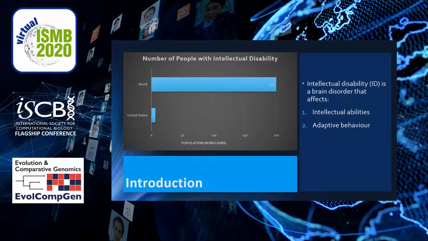So in our study, we decided to focus on discovering conserved domains in protein sequences related to intellectual disability. Intellectual disability is a common brain disorder that affects 1. The intellectual abilities of an individual, which limits one's ability to learn and to think. 2. The adaptive behavior of an individual, which limits one's communication and coordination skills.